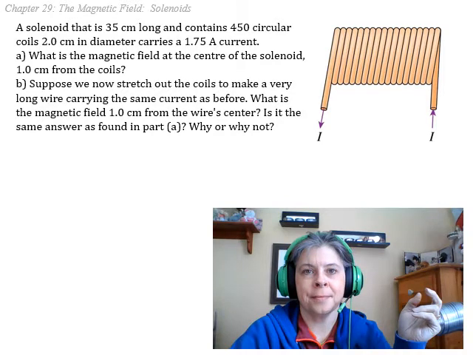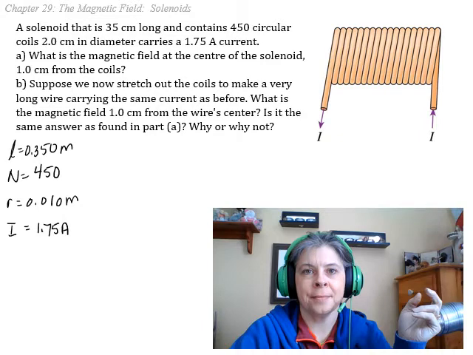For this example, we have a solenoid which is 35 centimeters long, so our length is 0.350 meters. It contains 450 circular coils, so N equals 450. The diameter is 2 centimeters, that makes the radius 1 centimeter, 0.010 meters, and the current flowing through our solenoid is 1.75 amps, and we see the direction of that current flow in the picture.